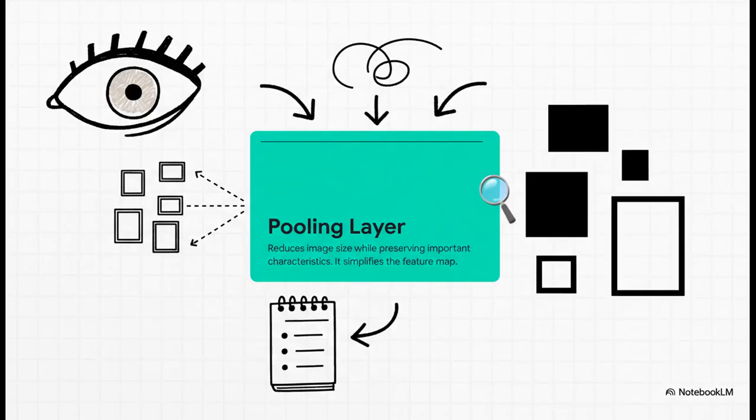Okay, so after all that work creating these super detailed feature maps, the network kind of needs to simplify things. And that's where the pooling layer comes in. Its job is to shrink the feature map, to make it smaller and easier to work with, but, and this is the important part, it has to keep the most important bits of information. It's kind of like taking a really long report and just boiling it down to the main bullet points.